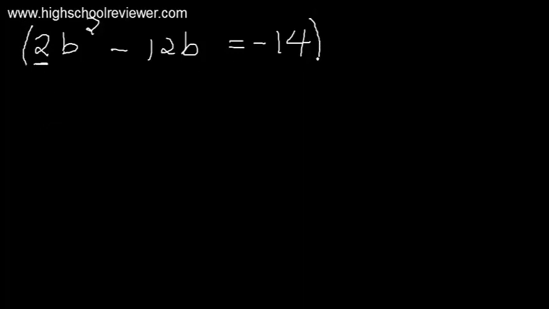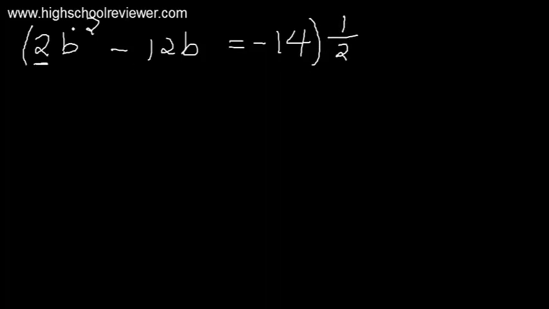Solving quadratic equations by completing the squares. Next problem, we have positive 2b squared minus 12b equals negative 14. Since we have here a numerical coefficient, first we need to cancel this out. To cancel this out, we are going to divide both sides of the equation by 2.